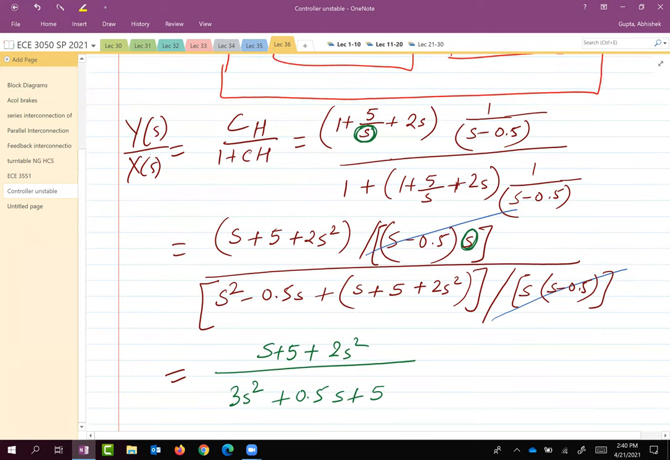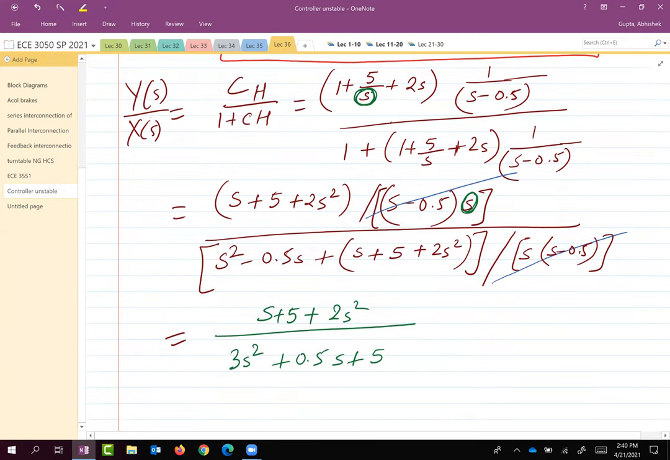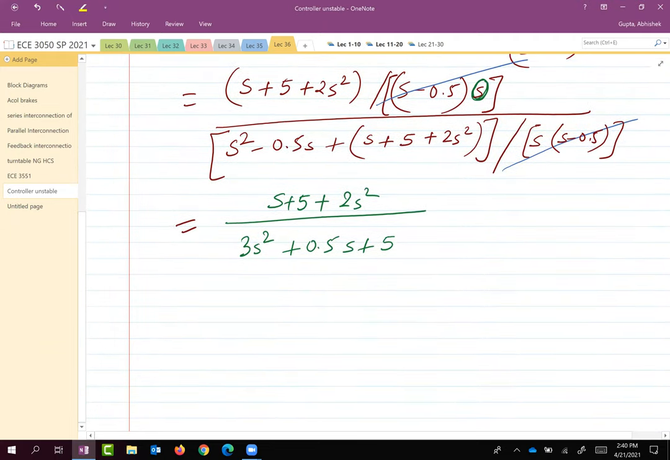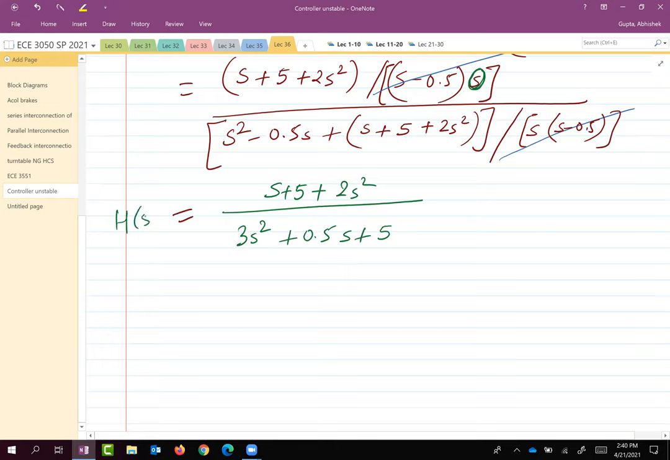So now I have this feedback interconnection. Again, if it was a discrete time system, I would do the same thing. The overall calculation would follow a very similar pattern. And now I have this as the transfer function of the overall system. So let me use g of s for the overall system.